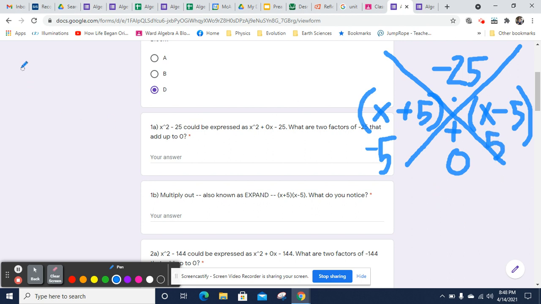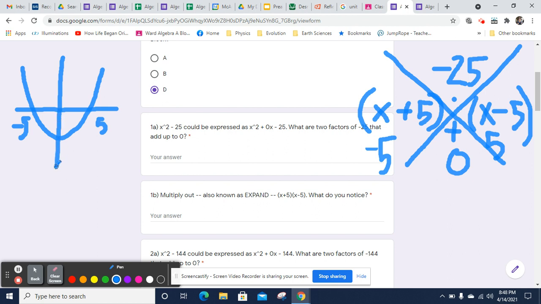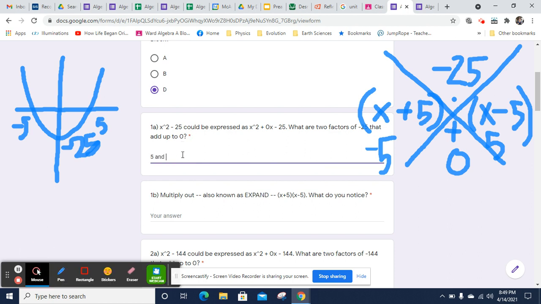So this thing would graph like this. It goes through the x-axis at 5 and negative 5. And there would be the y-axis, and it would go right through the vertex of this thing, which would be at 0, negative 25. I don't know why this thing is being so annoying. There, I made that sort of work. Okay, so here we go. The answers are 5 and negative 5.